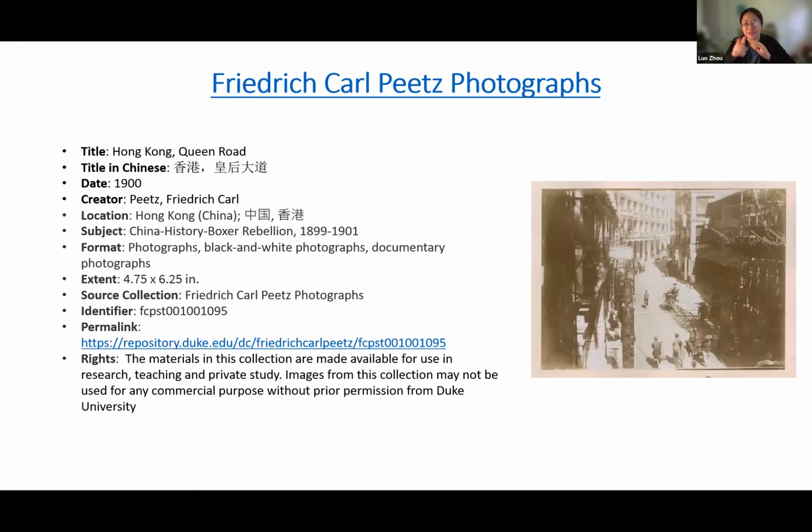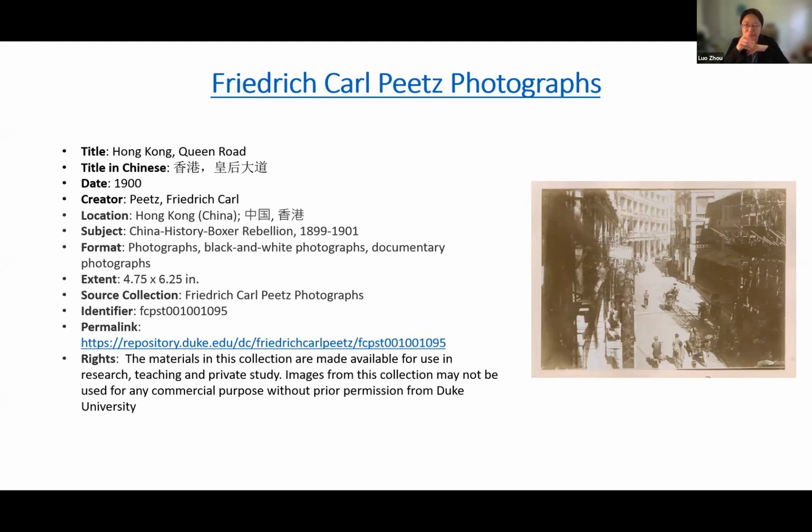So as you can see, there we go. You don't see the metadata right there. You only see the handwritten captions and the image, but then we transfer that into the metadata you see on the left hand. Everything is straightforward, as you can see, nothing strange. One thing different is we do have subject analysis here. We do have a subject as China history, Boxer Rebellion, 1899 to 1901. Again, Duke has not been very consistent in assigning subject terms, something that we can improve ourselves.